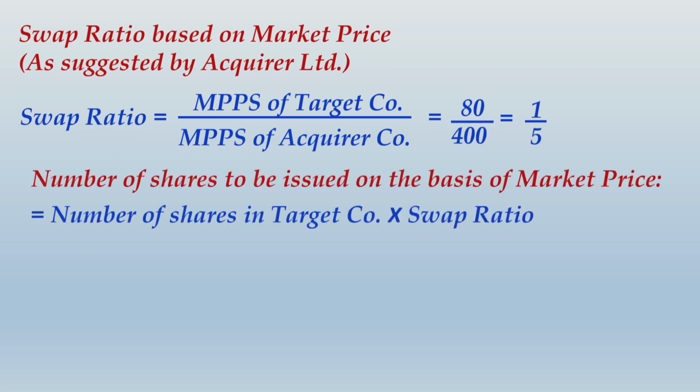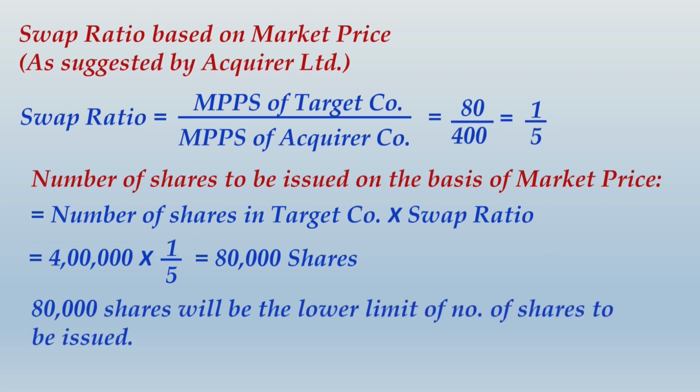As a result, the number of shares to be issued on the basis of market price will be the number of shares in target company multiplied by the swap ratio that you have just computed as 1/5. And we have been informed that there are 4 lakh shares in the target company. So 4 lakh into 1/5, that will be 80,000 shares. As I have explained earlier, this 80,000 shares will be the lower limit of number of shares to be issued. So friends, before we move ahead, write down all these calculations quickly.